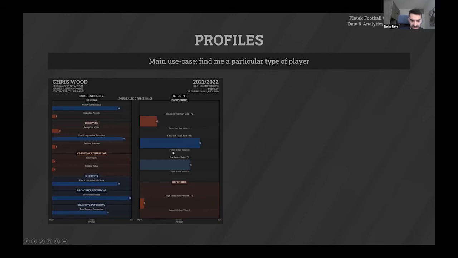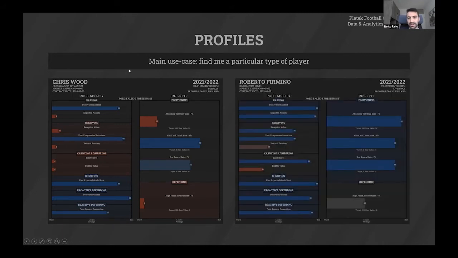He does not have a high final third touch rate, which fits well with what we want a false nine kind of striker to do. So basically, if you look at this profile without going into the details, even you can see he has a lot of red, so questionable areas for a false nine pressing striker. So let us go into the data and find the best false nine pressing striker who fits the role much better. And then you can see that Roberto Firmino has a lot of blue and he would be a much better fit for a false nine pressing striker.